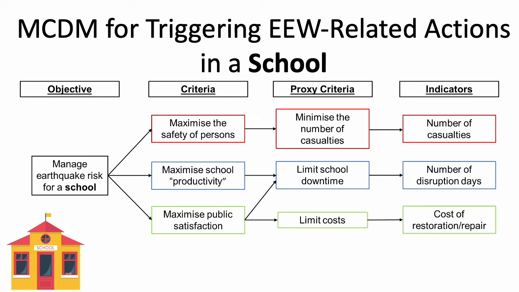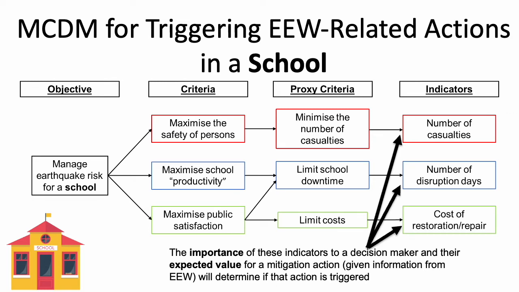And if you remember from a previous slide, we can actually quantify casualties, repair costs, and repair times using a seismic performance assessment procedure. But really what happens is it's the values associated with each of these different criteria or consequences, as well as the importance of the consequences to the stakeholder, that will determine if a given risk mitigation action is taken for an incoming earthquake, including, of course, the possibility of not taking any action at all.